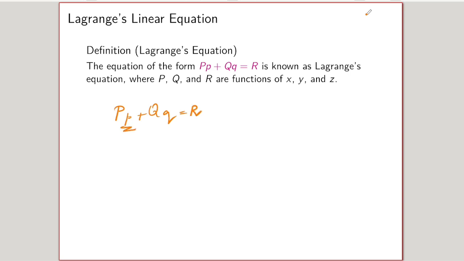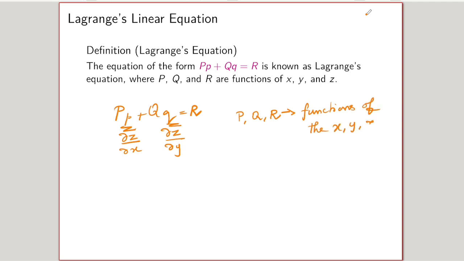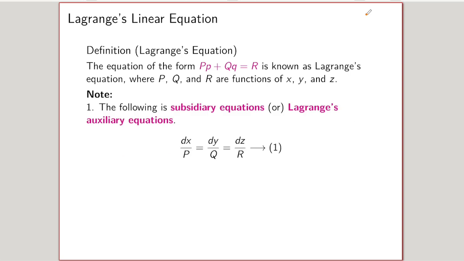Note that the small p and small q represent the partial derivative of z with respect to x and the partial derivative of z with respect to y, where all other terms, that is capital P, capital Q and capital R, are functions of the variables x, y and z. So if we have an equation in this form, that equation is called Lagrange's equation.